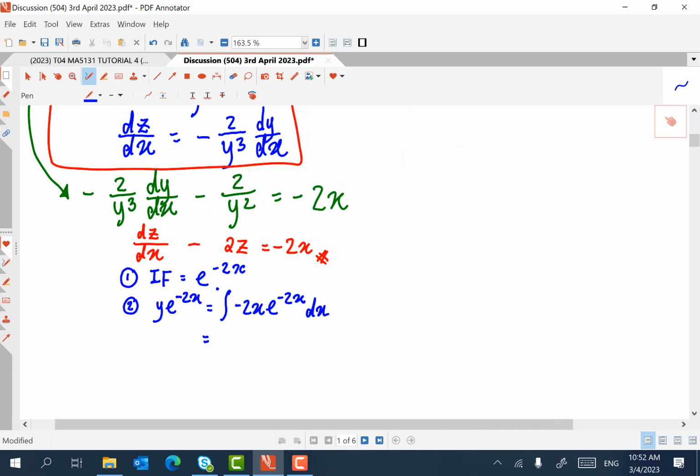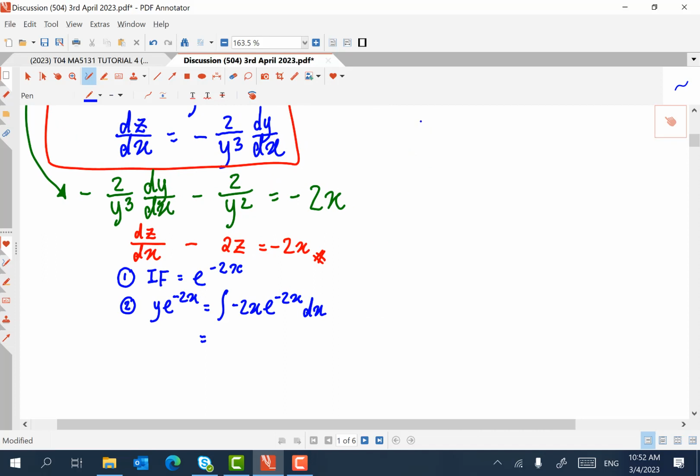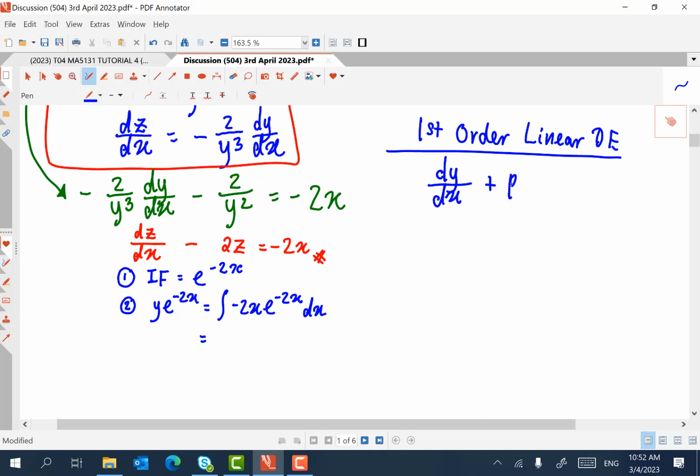Let's recall some theory. A first order linear differential equation always looks like this: dy/dx plus p(x) y equals q(x). So the moment you see a DE that looks like this, you know it's a first order linear DE. Then you always start off with step one. Step one, the IF is found by taking e to the power of the integral of p(x).